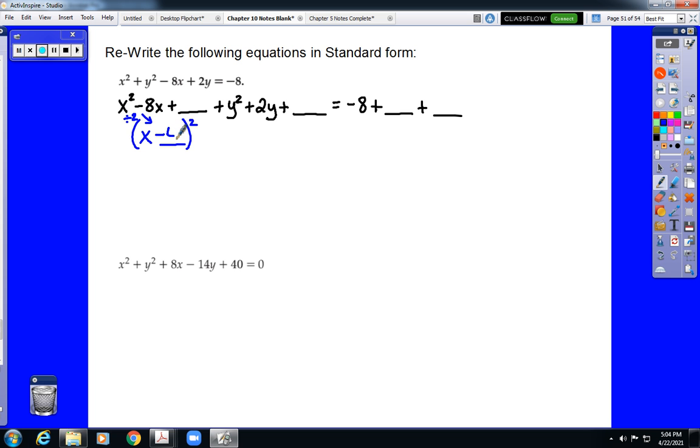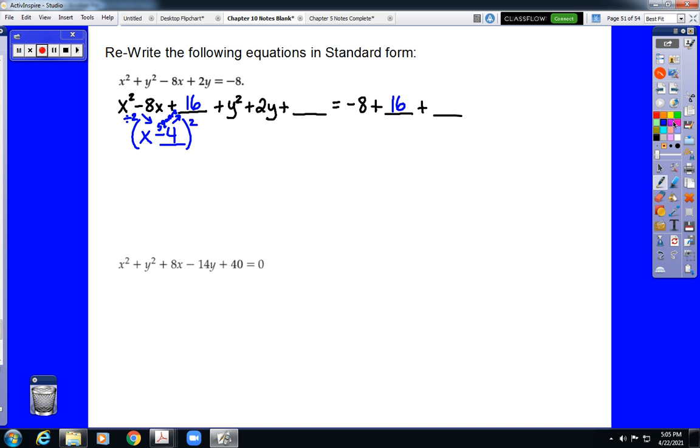which would be negative 4. We write that in the blank below. And then we square that number, and we write it in the blank. So negative 4 squared is positive 16. Whatever we add here is being added to the left side of the equation, so to stay balanced, we also have to add it to the right side of the equation.